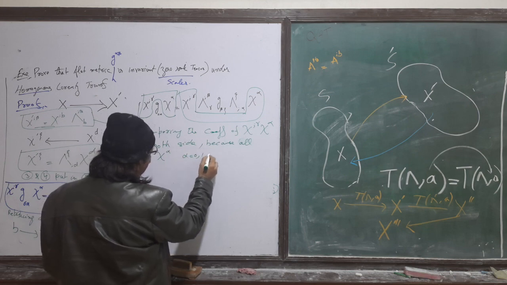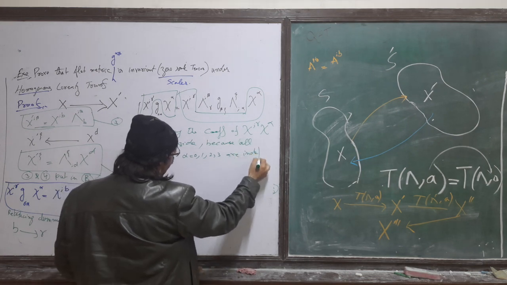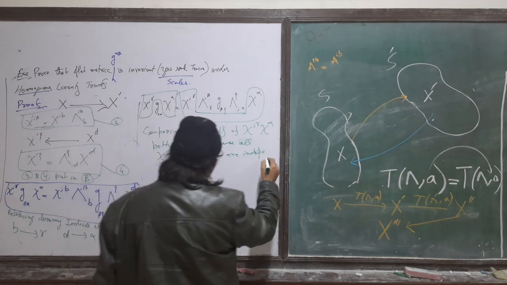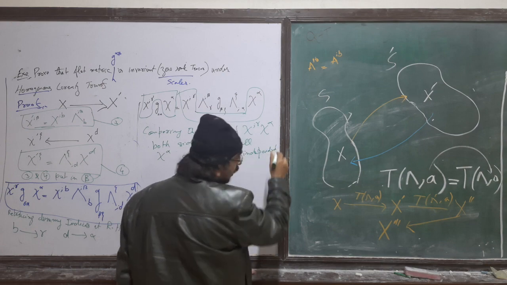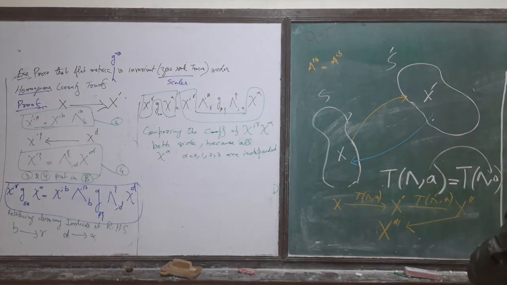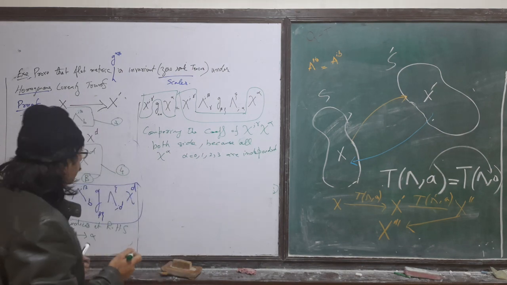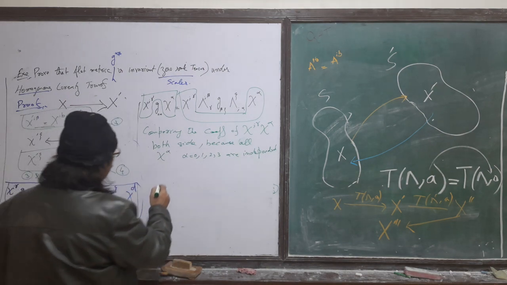equal to 0, 1, 2, 3 are independent. We have already proved that. 0, 1, 2, 3. First component, time component, space component, all are independent. X, Y, Z, and CT, all are independent. So we may compare the coefficient.